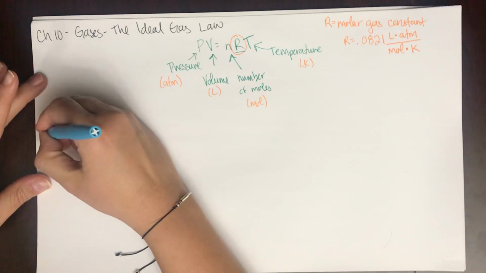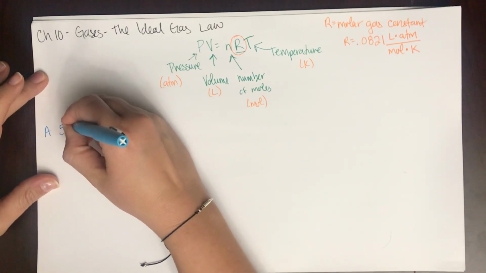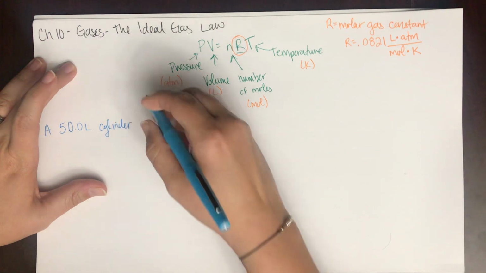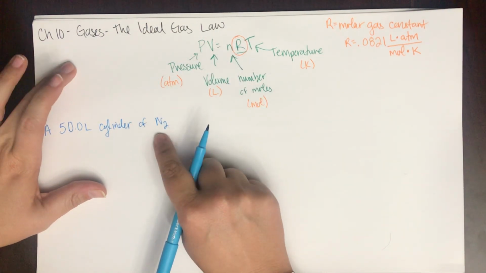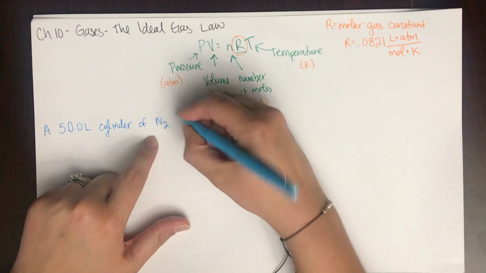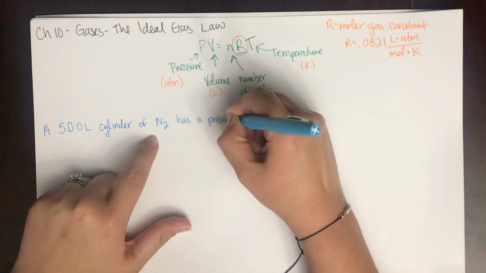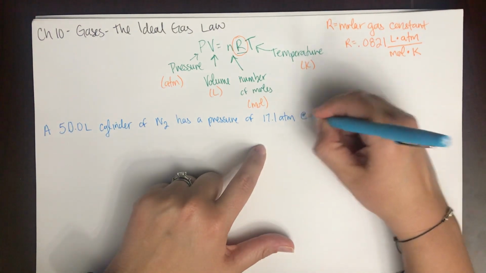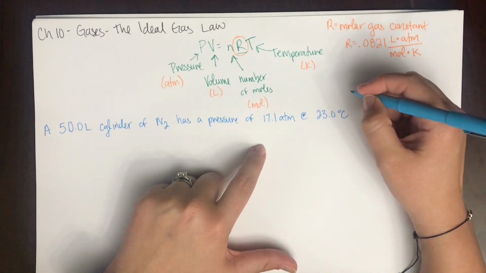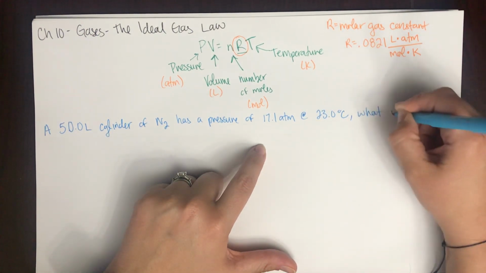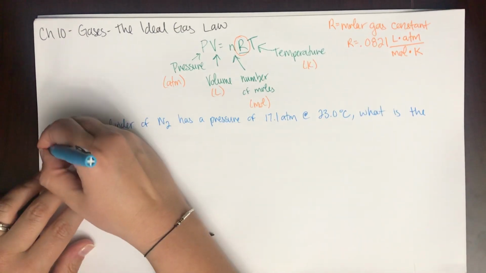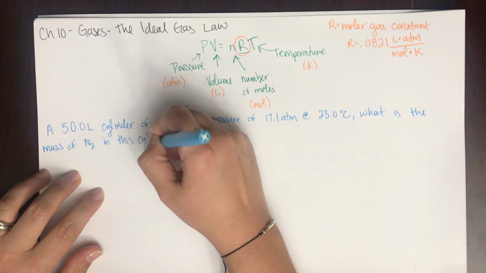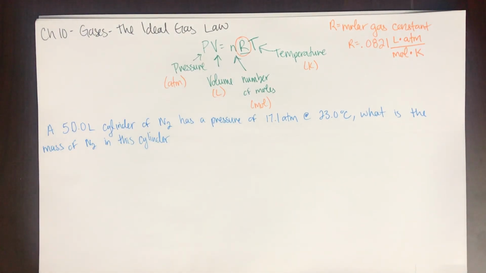So this says a 50.0 liter cylinder of nitrogen, again, don't forget those diatomic molecules, nitrogen is N2, has a pressure of 17.1 atmospheres at 23.0 degrees Celsius. What is the mass of nitrogen in this cylinder?